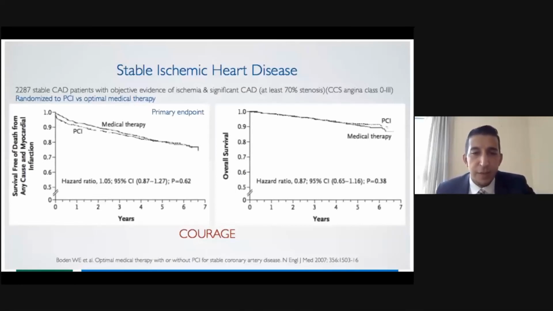One of the big trials many of you will remember is the COURAGE trial, which came out back in 2007, in which they took patients with stable CAD and evidence of ischemia and significant coronary disease on angiograms. All patients had angiograms before enrollment, and were randomized to PCI versus optimal medical therapy. It showed no difference in death or MI as a combined endpoint, and no difference in overall survival with PCI. And people started to say PCI should not be done.